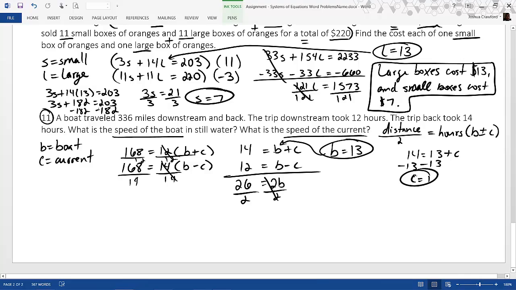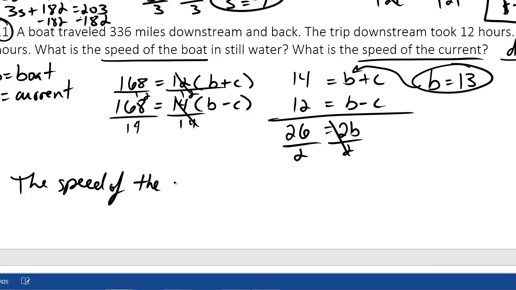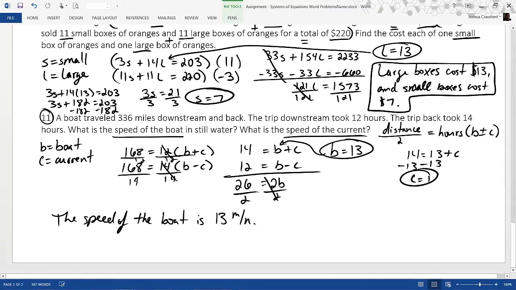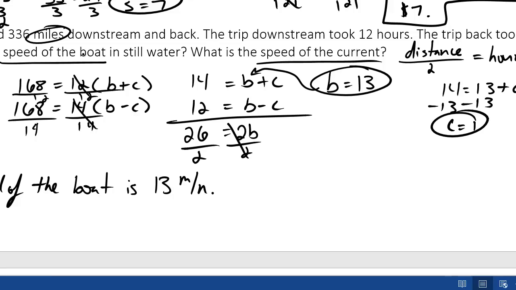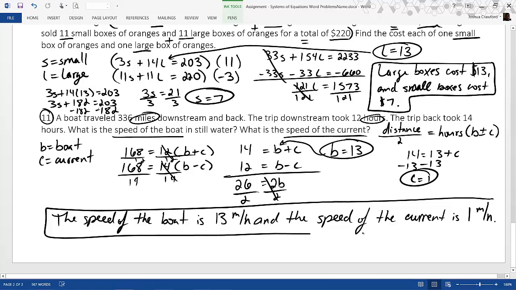Go ahead and write that out in a sentence. Okay, so you're just going to say the speed of the boat is 13 miles per hour. And it's miles per hour because it's going to be miles and then hours. And the speed of the current is 1 mile per hour. And that is your answer.